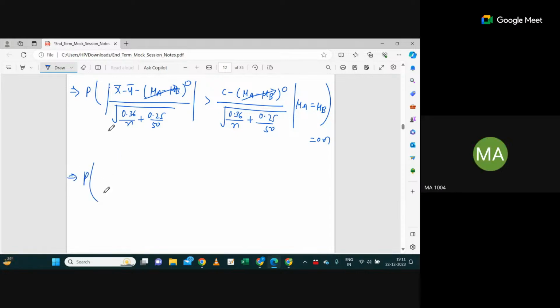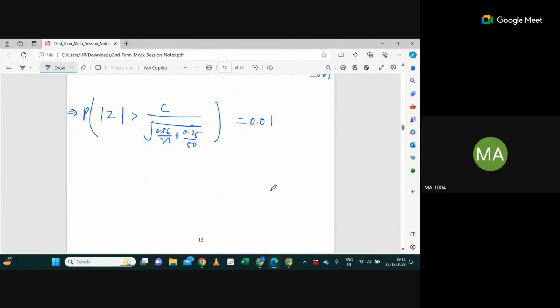Okay, so this is the modulus of z greater than c divided by the square root of 0.36 divided by n plus 0.25 divided by 50, right? And this is nothing but 0.01. So far, so good? Any doubt? Okay. Now, one more thing. What about c? Is c given to me or not?